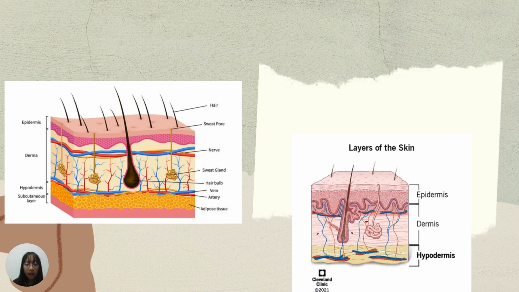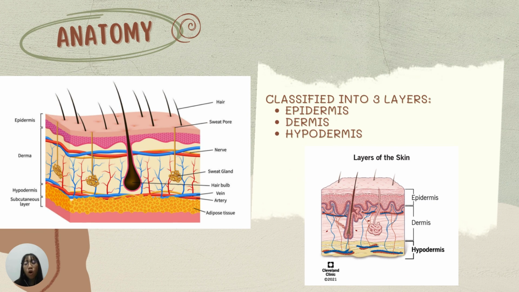For the next part, I'll be talking about the anatomy of the skin. Basically, the skin can be classified into three layers: the epidermis, dermis, and hypodermis. As you can see in the diagram, the epidermis is located at the top, the dermis in the middle of the skin layer, and last but not least is the hypodermis, located at the very bottom layer of the skin, which is also known as the subcutaneous layer.